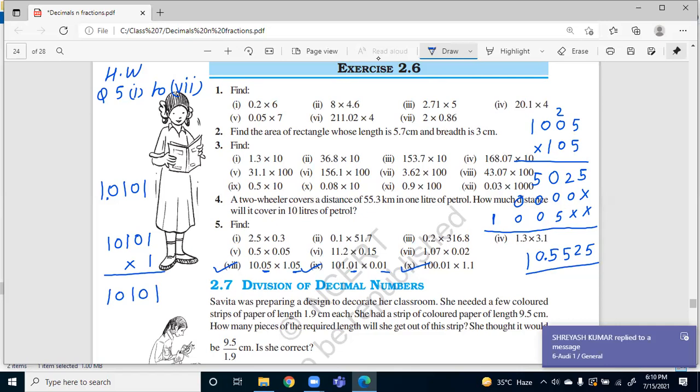Now if you look at the decimal, after the decimal there are 2 digits and 2 digits, so 2 plus 2 will make 4. So the answer is 1.0101. Understood? Yes, ma'am. If we do not put the zeros, the answer will be only 1.01.